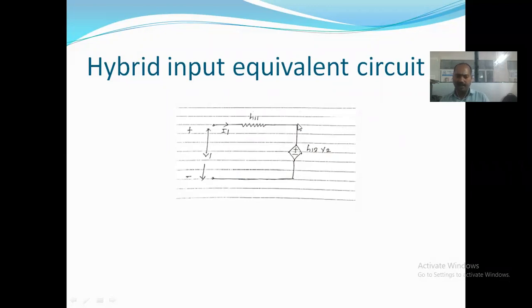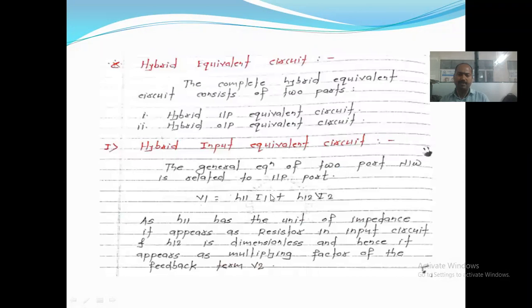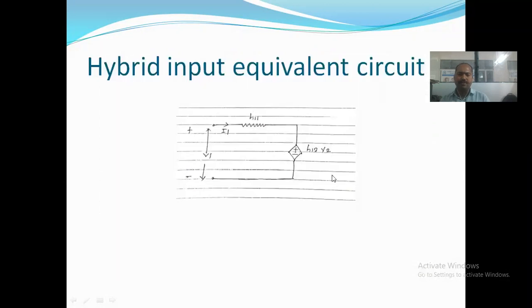It is attached as a multiplying factor of this thing, and V2 indicates a voltage source, so plus minus. It should look like the input equivalent circuit. That's why V1 equal to H11 I1 plus H12 V2 is the equation of the input port. Okay, is it clear? Let's take attendance now, we will look at the output later.